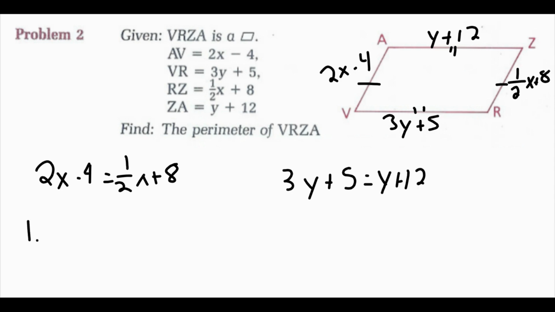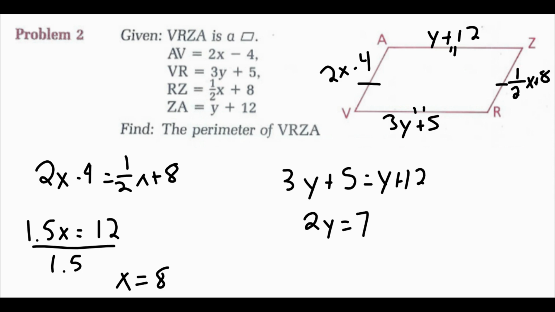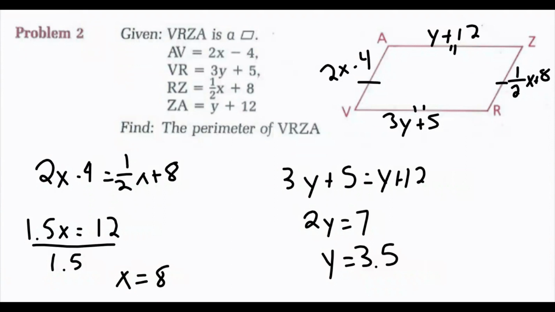Solving for x here, I'd get 1.5x equals 12. Divide by 1.5, which would give me x is 8. And then 3y plus 5 equals y plus 12 would give me 2y is equal to 7. So y is 3.5. Now taking my x and y values and plugging them back into my original expressions, AV is 2x minus 4, so 2 times 8 is 16, minus 4 would give me a side length of 12. AV is the same as RZ, so that is 12 as well. And then VR would be 3 times 3.5, which is 10.5, plus 5, which is 15.5. So VR and ZA are 15.5 each.